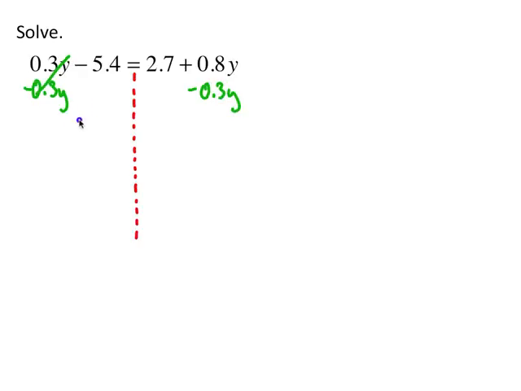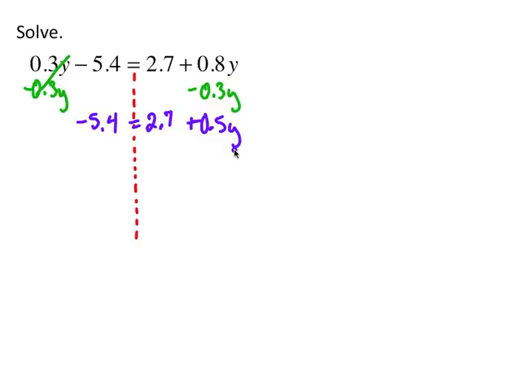Now we have just negative 5.4 on the left side. I still have that 2.7. We haven't done anything with that. And then 0.8y minus 0.3y is 0.5y. Okay, we're getting a little better. We just have one variable now, which is good.